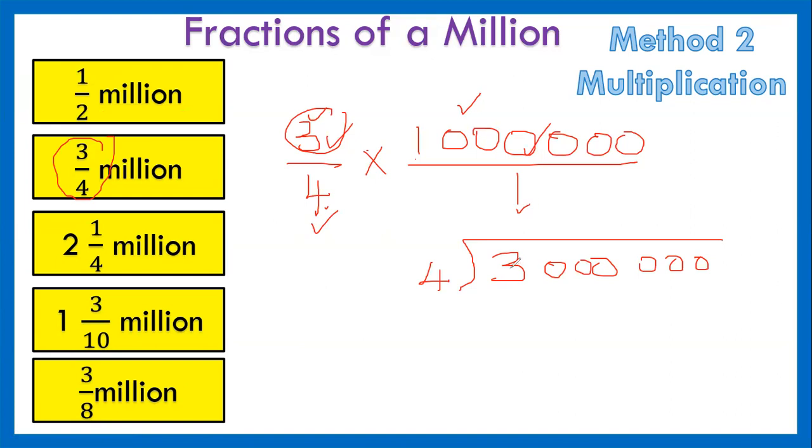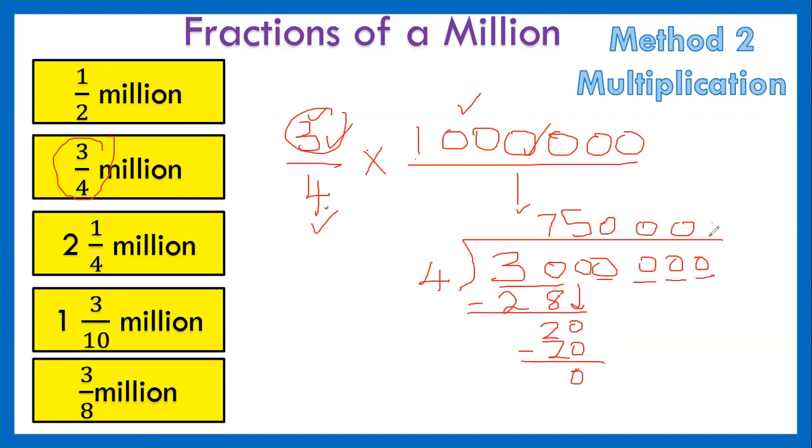Let's do the division. So 3 divided by 4, no, I can't do that. So 30 divided by 4, that would be 7. And I will have 28. Subtract, you'll have a remainder of 2. Bring down the 0. 20 divided by 4 would be 5. And now you have no more remainders. So 1, 2, 3, 4 place values. 1, 2, 3, 4.